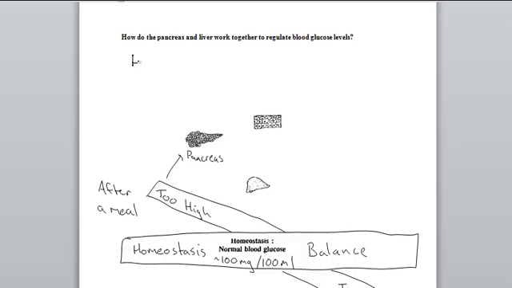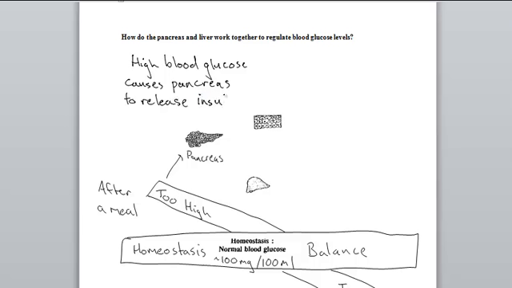So, high blood glucose causes the pancreas to release insulin. And if these are your tissue cells, insulin causes two things to happen.